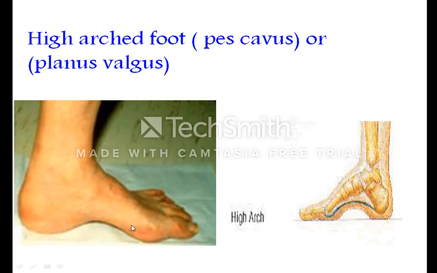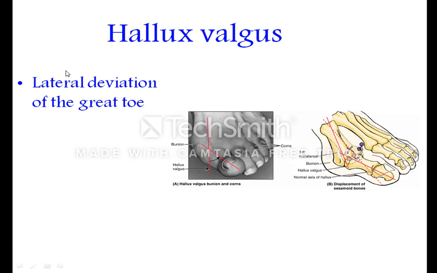Sometimes we can find a high arch foot, as we see in such photos, which we call pes cavus. A common abnormality we can see is the hallux valgus. When the big toe moves laterally, the hallux valgus, it is deviated laterally. It's very common, especially in females. It could be related to wearing narrow shoes or sometimes hereditary.